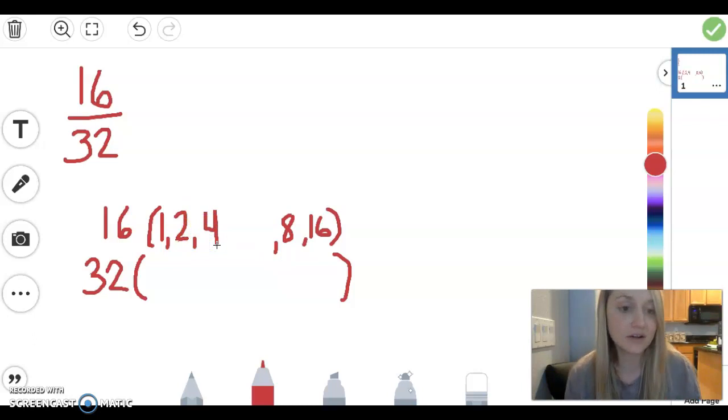Normally, I know in class I would go with you, like, does 2 go into this? Does 3 go into this? Does 4 go into this? I still want you to go all the way up to 10.